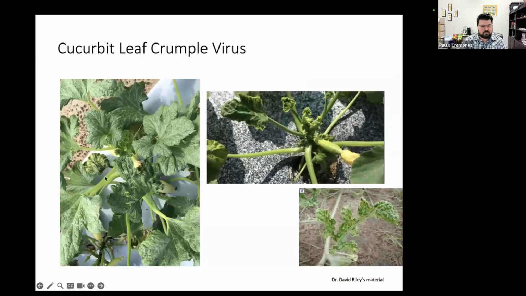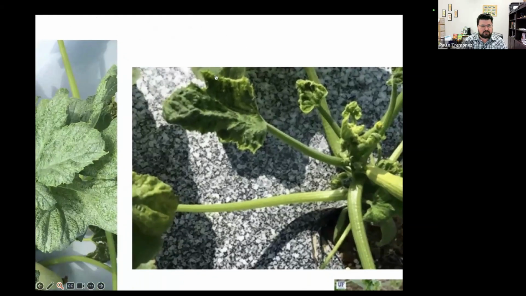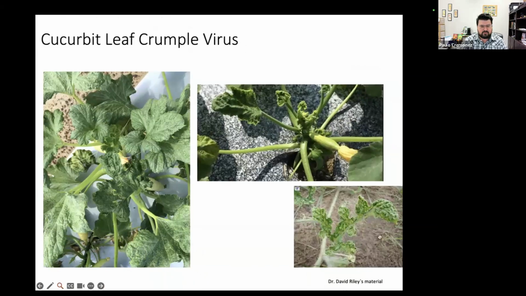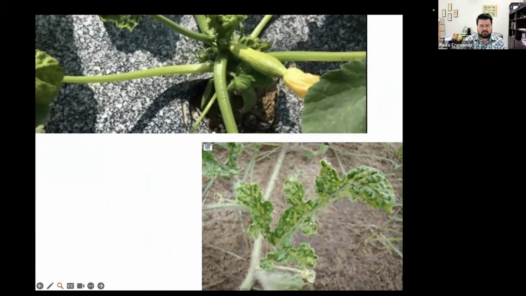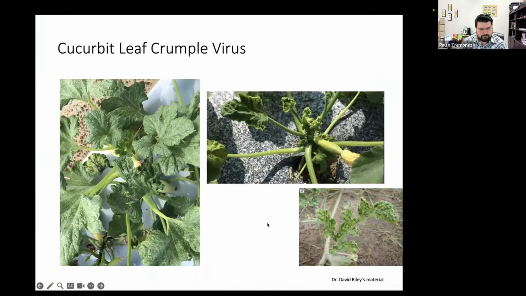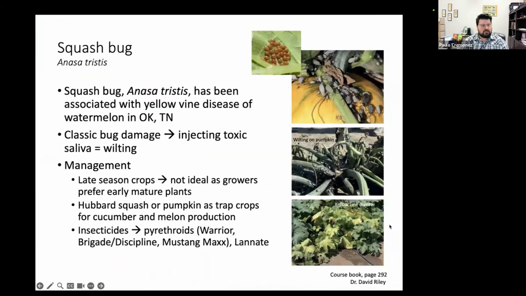So this is an example of cucurbit leaf crumple virus and the damage it causes on the plants. This is very characteristic of an aphid-related problem. Squash bugs, just a little bit more about that. I basically touched base on the first slide. They have different species as well, but the most important is Anasa tristis. It has been associated with yellow vine disease in watermelon in Oklahoma and Tennessee, and in some reports in Georgia as well.